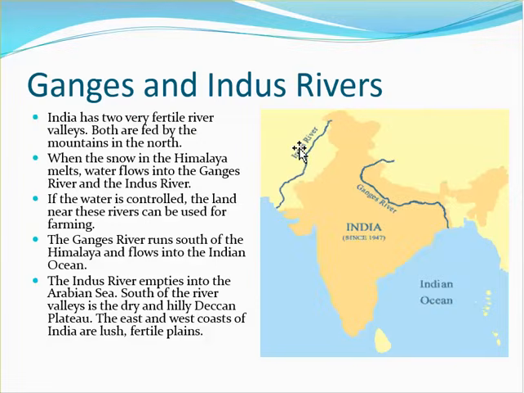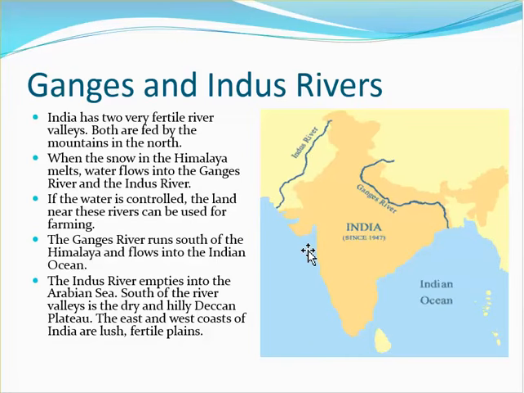So there are two great rivers in India, or the Indian region, I would say. They have two river valleys. When the snow in the Himalaya melts, the water flows into the Ganges and also into the Indus River. Now in India, I know that they also call the Ganges the Ganga River. If the water is controlled, the land near the rivers can be used for farming.